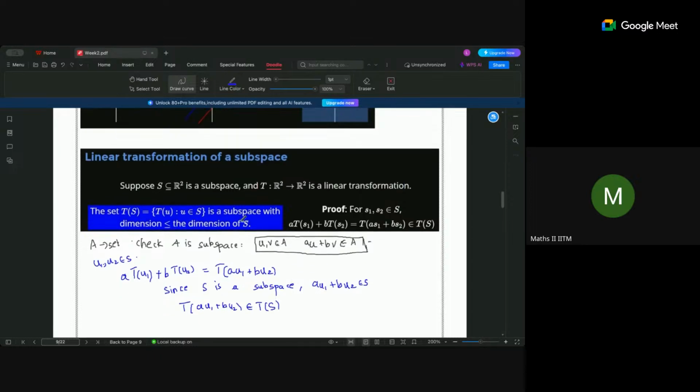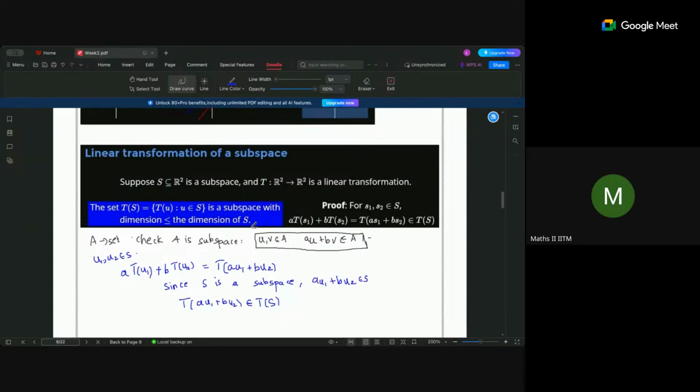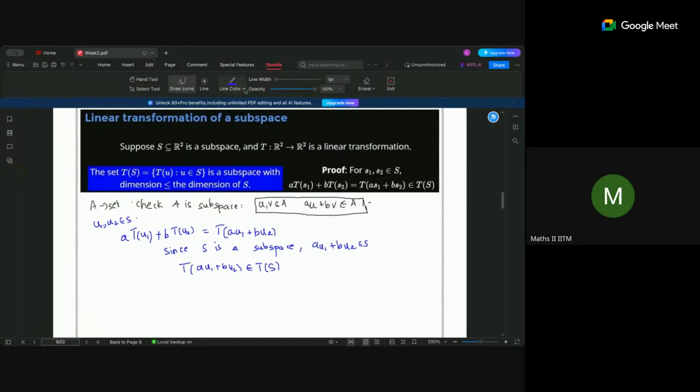Okay, so the next thing is that this set has a dimension less than or equal to the dimension of S. Now, what is meant by dimension? Can you quickly recall what dimension is? What is the dimension of a subspace or a vector space?